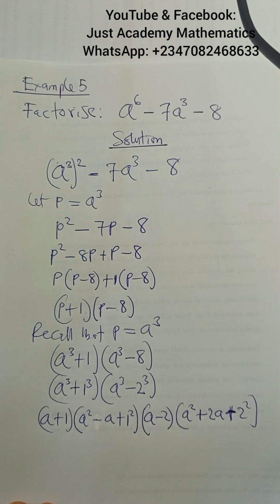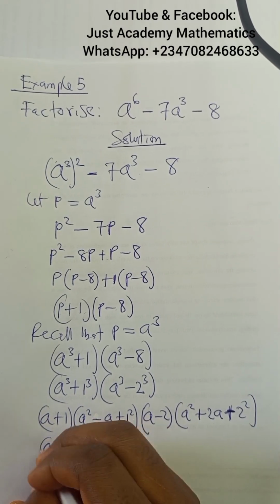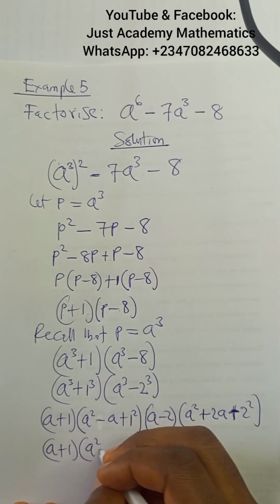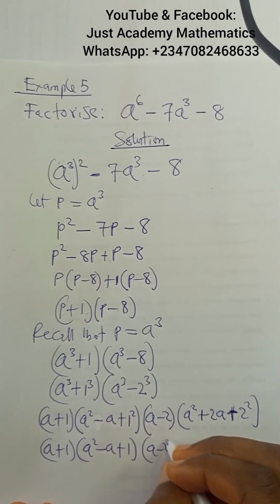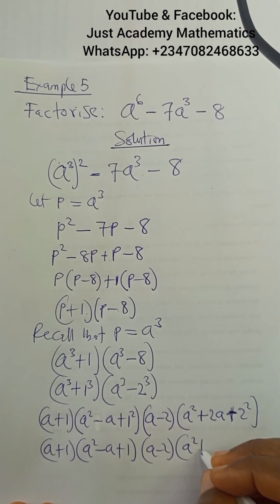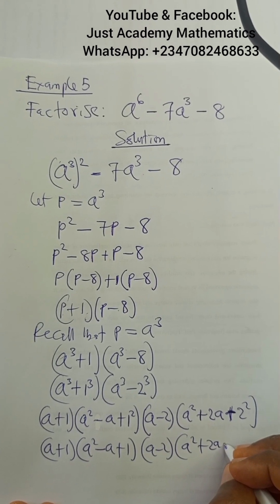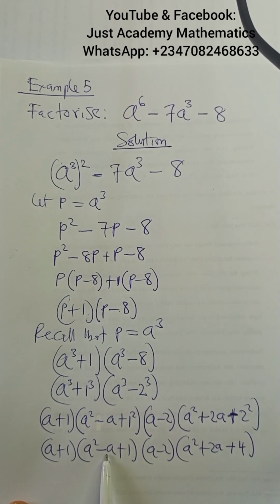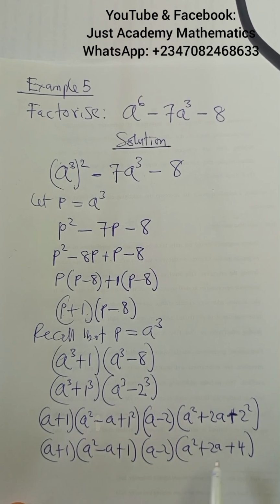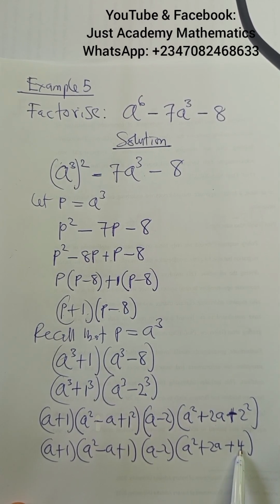Wow, I like this. So this is a plus 1, a square minus a plus 1, a minus 2, a square plus 2a plus 4. Can we factorize this? Add to give you 1, times to give you 1. There is nothing like that. Add to give you 2, times to give you 4. There is nothing like that also.